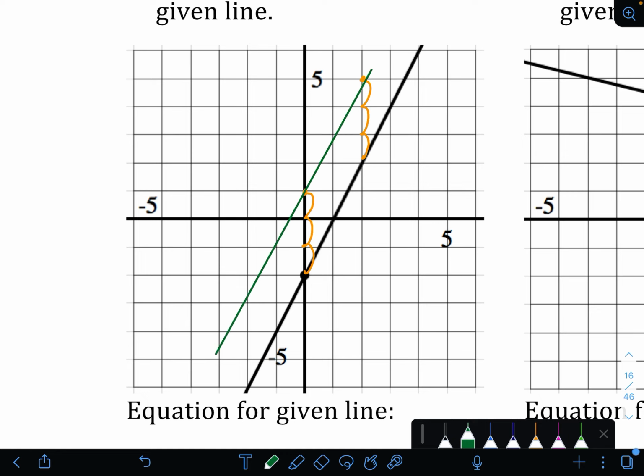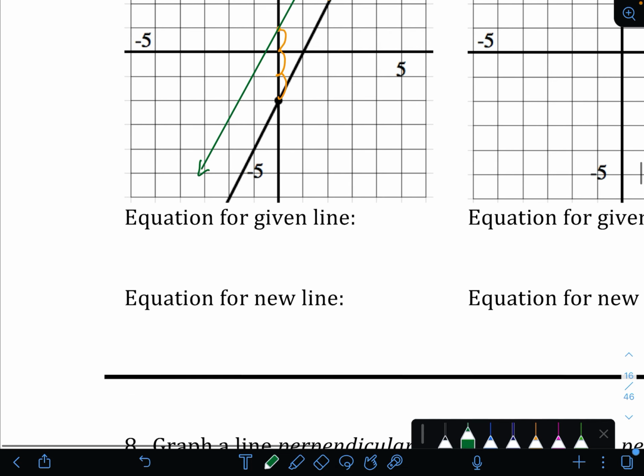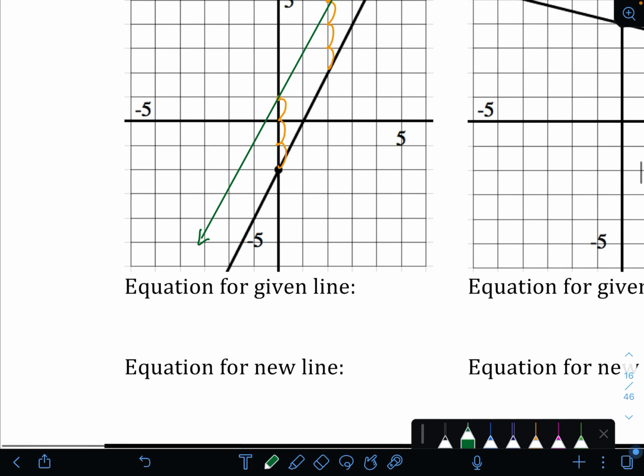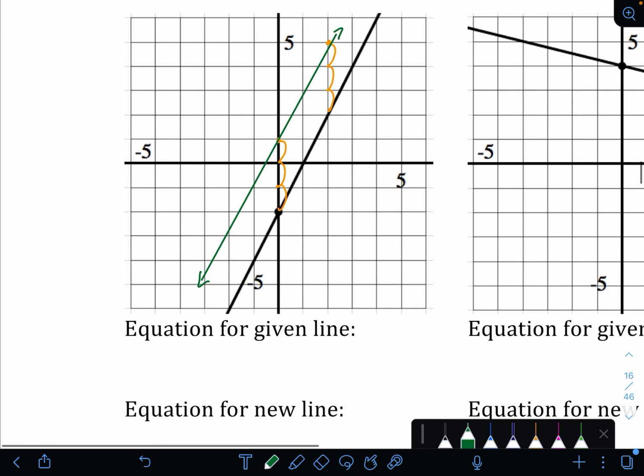Boom. Right there. Boom. That's my new line. So I've got 2 parallel lines here. I just need to write their equations, and I'm all set. Well, if you remember from earlier on in last semester, a little bit at the end, but mostly earlier on, in order to graph a line, you needed 2 things, a slope and a point.